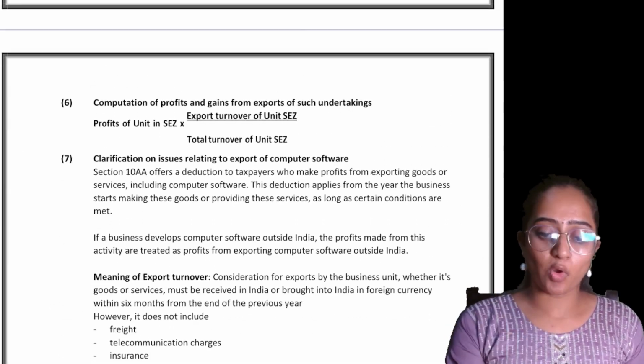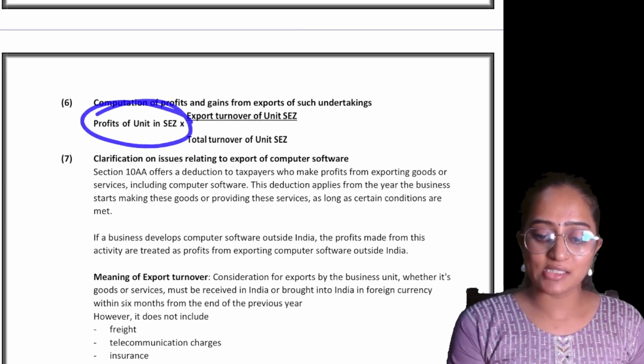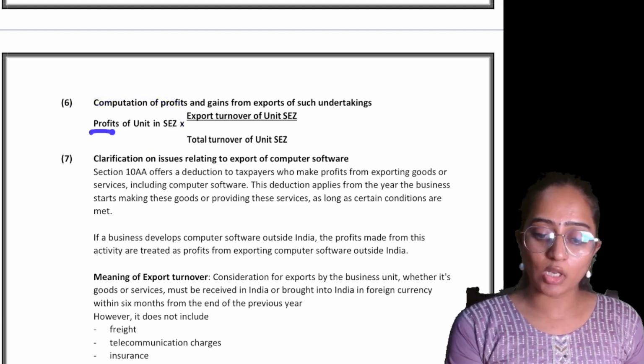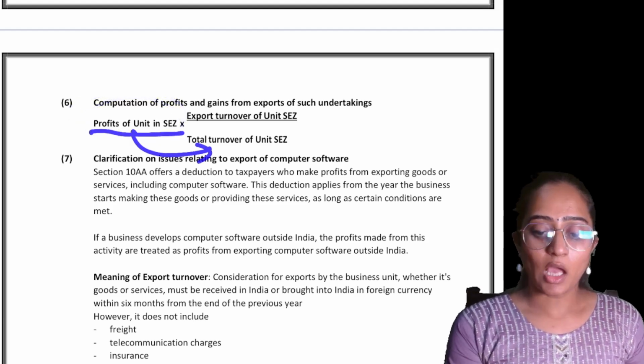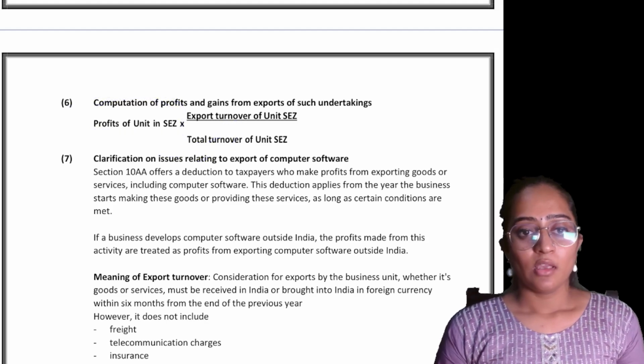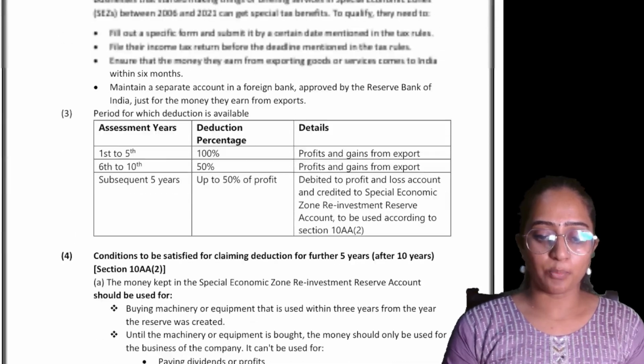That is, whatever the profit of the unit in SEZ. This profit of the unit in SEZ is the total profit which is earned. If it is total profit for the total turnover, then how much is for the export turnover? You will get the 10AA deduction. Understanding, people? This 10AA deduction you will be able to compute.